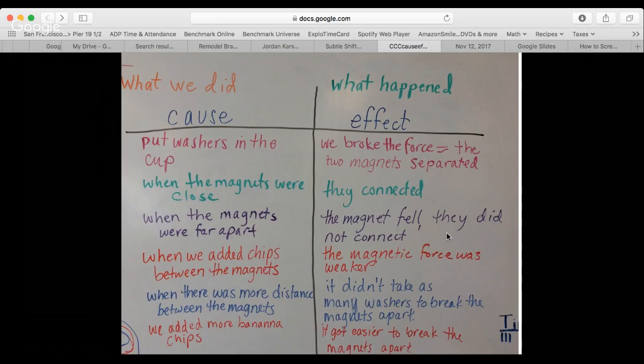But when we referred back to our cause and effect chart, there was consensus that there still was a relationship, even if it was strongest when the magnets were closest and tapered off as the magnets became farther apart.